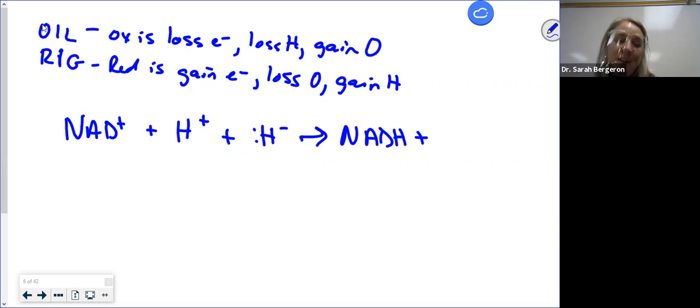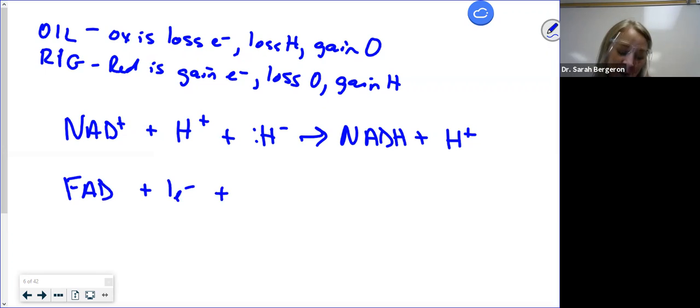That's too many hydrogens, right? Balance that. All right, so what was my other one? FAD, right? So FAD is going to pick up basically one electron, and it's going to pick up a hydrogen ion. So then what are you going to get?